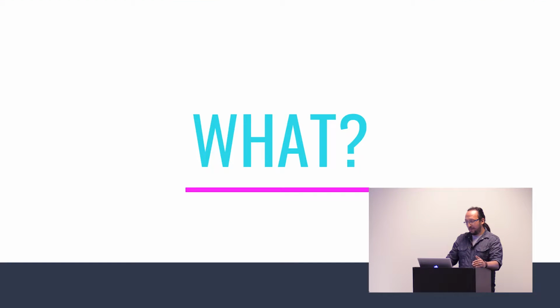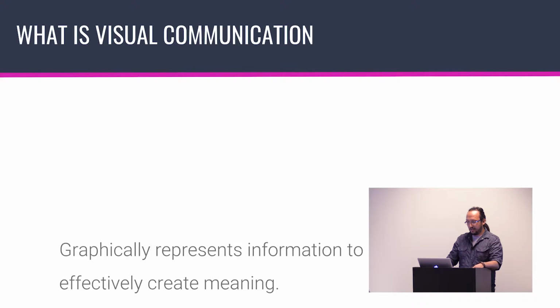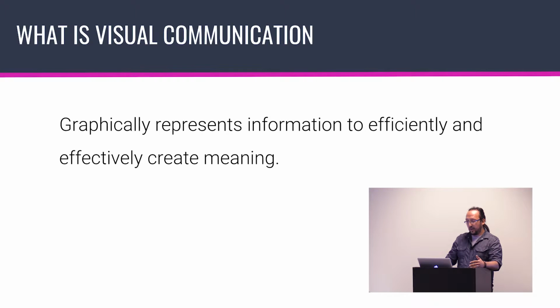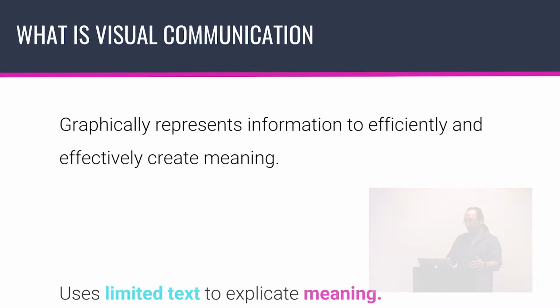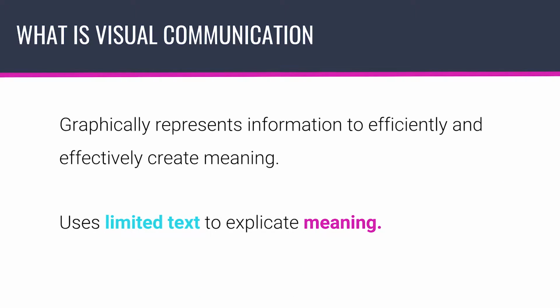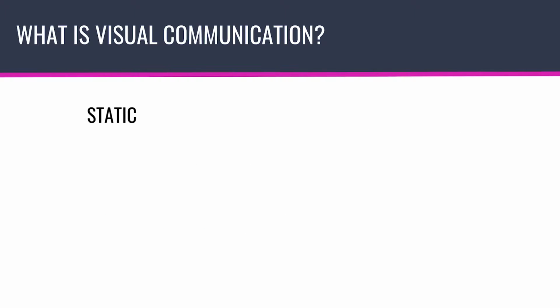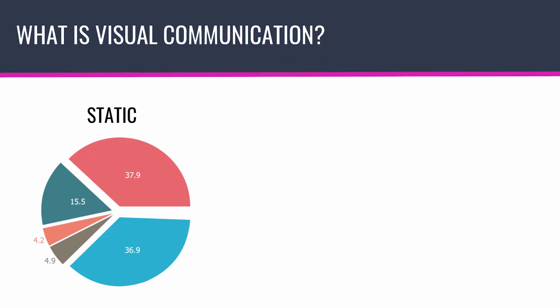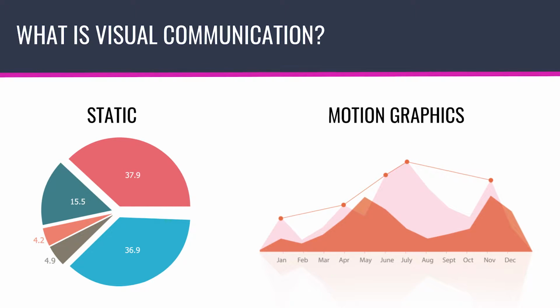And so, what is visual communication? It's a way to graphically represent information to efficiently and effectively create meaning. And it uses limited text to explicate the meaning. So what are ways to do visual communication? Static, usually using just plain infographics, and motion graphics, which is nice. And also we can have users enter data and display it to them.